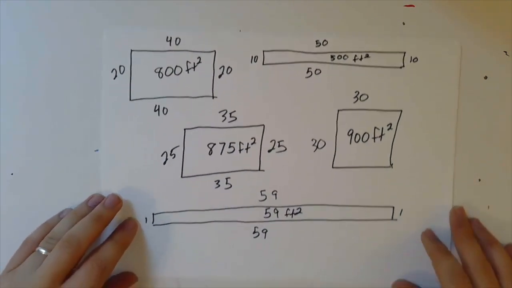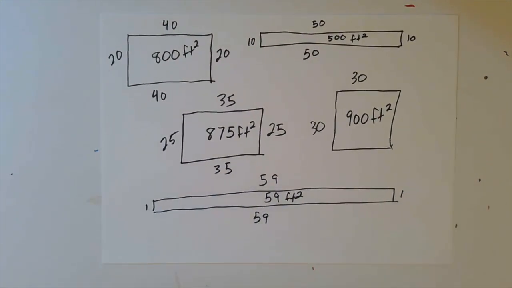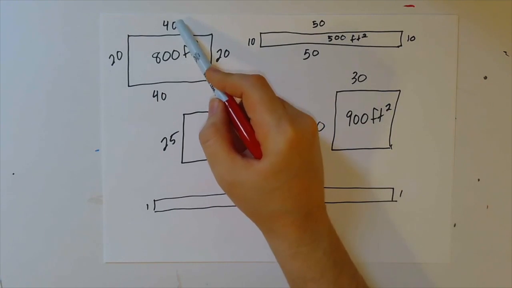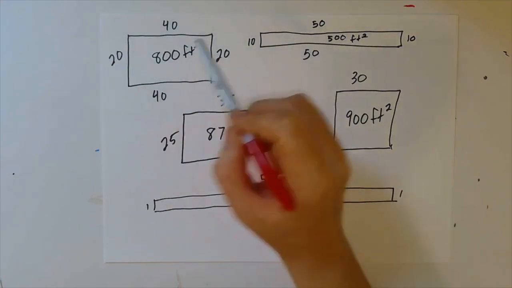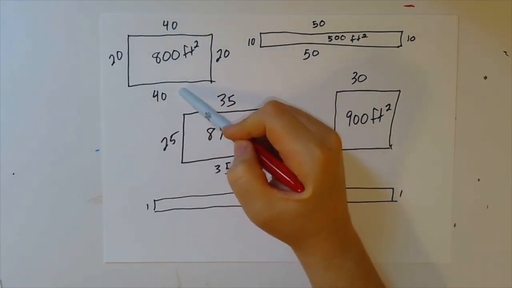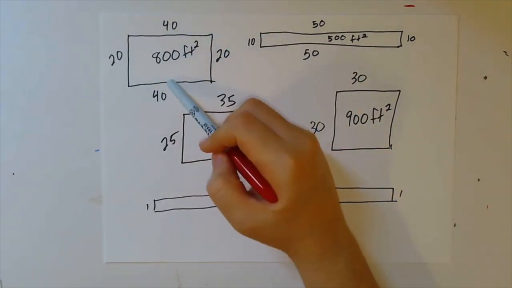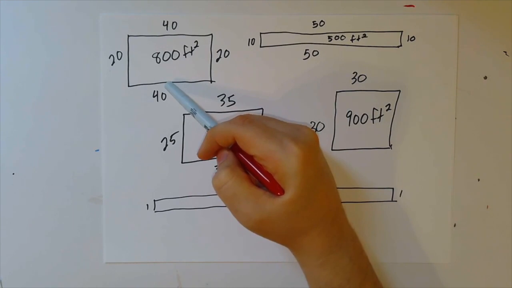So here are a bunch of different fences that use 120 feet of fencing. For example, this one is 20 by 40. And so 20 plus 20 plus 40 plus 40 is 120. And this one would have, well, 20 times 40, which is 800 feet squared as area.